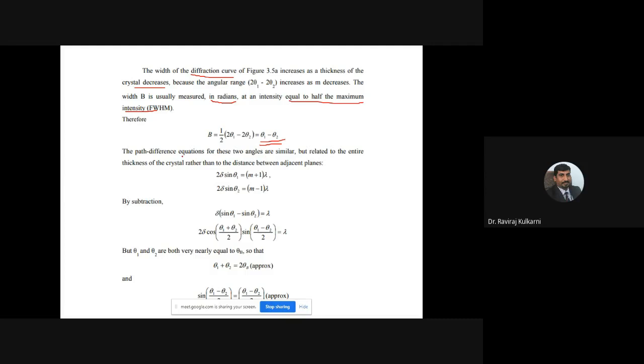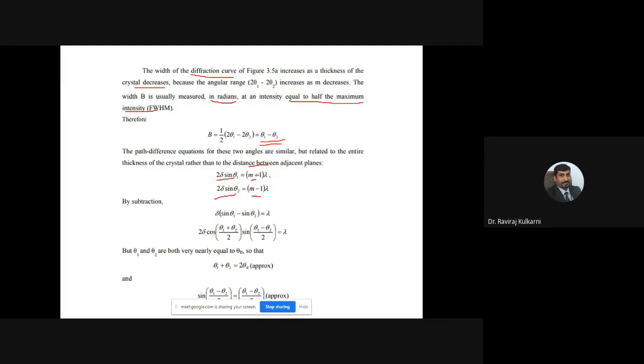So, path difference. The path difference equations for these two angles are similar, but related to the entire thickness of the crystal rather than the distance between the adjacent planes. So 2d sin theta 1 is equal to (m plus 1) lambda, and 2d sin theta 2 is equal to (m minus 1) lambda. I have defined these two, taking the m plus 1 plane and the m minus 1 plane, so theta 1 and theta 2.